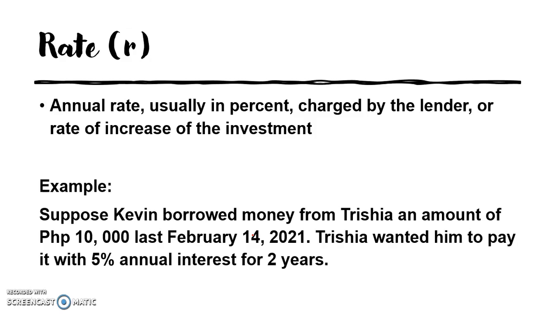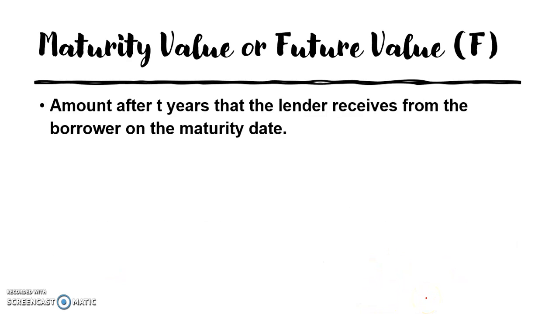Next is the rate. Annual rate, usually in percent, charged by the lender or rate of increase of investment. Now, ilan ba yung increase? Sabi daw dito, that is 5%. So, rate is equal to 5%. You are going to convert this to decimal. 5% is 0.05. You will just move 2 decimal places to the left. So, 5% is 0.05 in decimal.